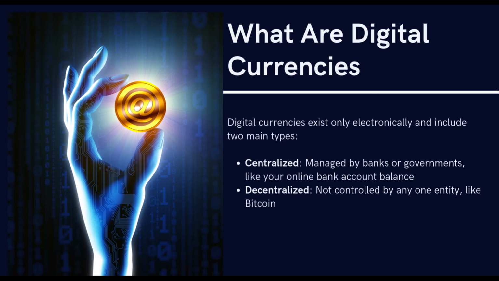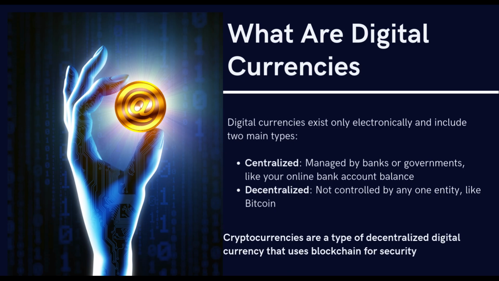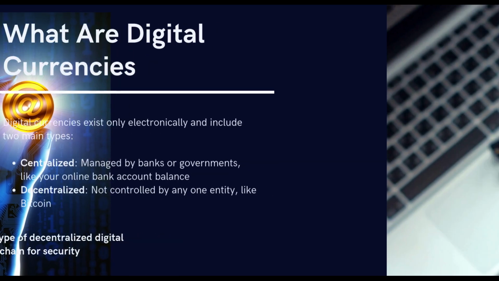There are two main types. The first is a centralized digital currency, like the balance in your online bank account, controlled by banks or governments. And then the second is decentralized digital currencies. This is like Bitcoin or Ethereum, which operate without a central authority. Cryptocurrencies like Bitcoin are unique because they don't rely on banks or governments. Instead, they use a technology called blockchain to record transactions and keep the system secure.